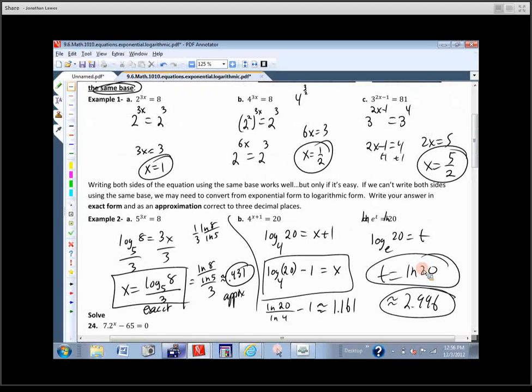Do you want to use natural log or common log? Log base e or log base 10? If you do log over log e, do ln 20 over ln e. The ln of e would be 1, okay? So the denominator would work out, and then you just have an ln of 20. Is that all right? Okay.